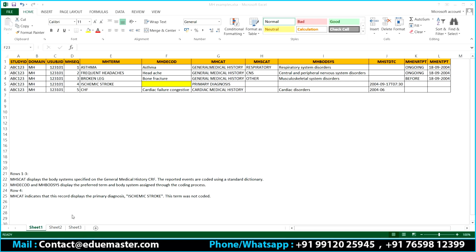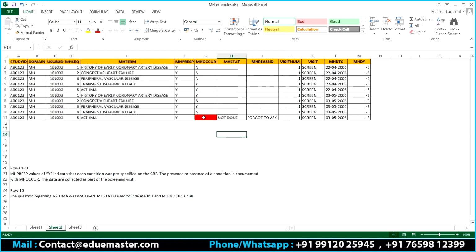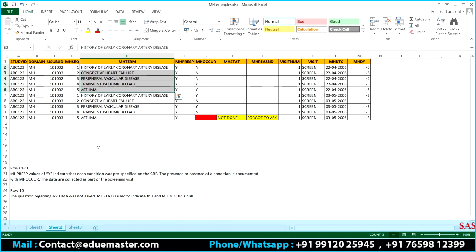Then I'm proceeding with the next example, because I also talked about status and the reason for not done, right? So for those two, I'll give you another example. Can you see this? Here, let's go with these two. There are two subjects I have taken here. This is subject 1, ending with 2. Here is the other subject, ending with 3. Both of them have pretty much the same terms. All the medical history events are the same for both the patients.